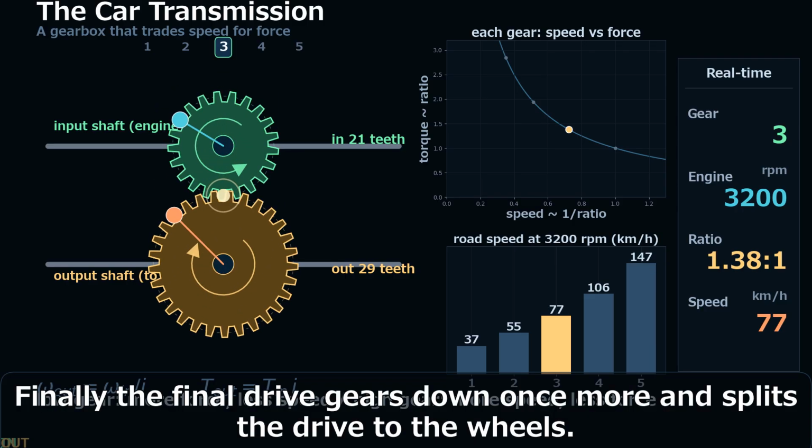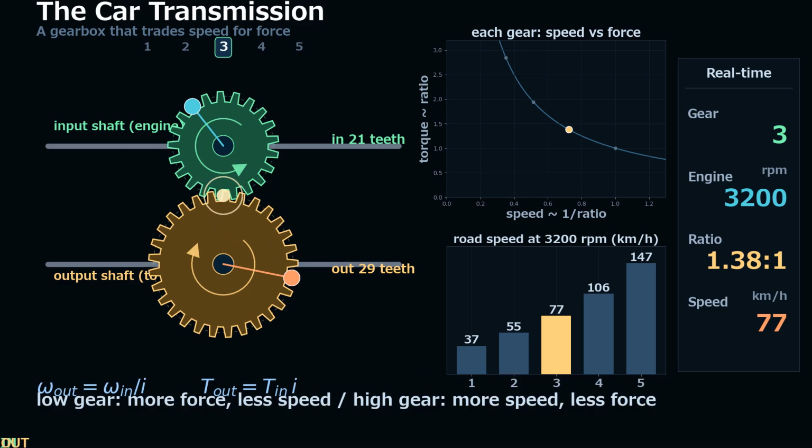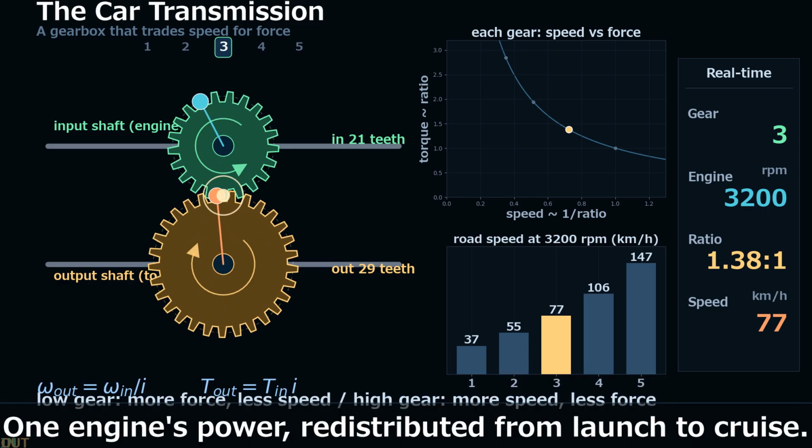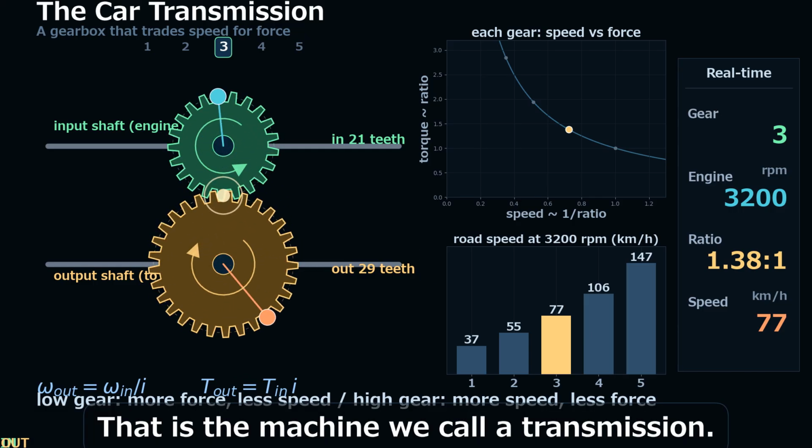Finally, the final drive gears down once more and splits the drive to the wheels. One engine's power, redistributed from launch to cruise. That is the machine we call a transmission.